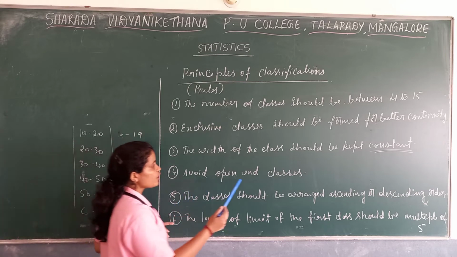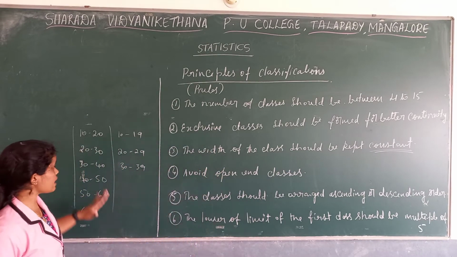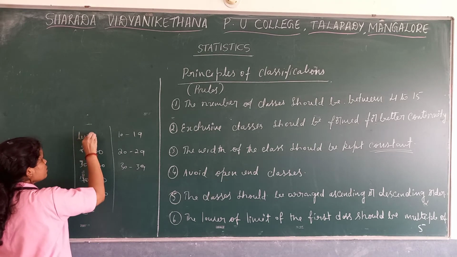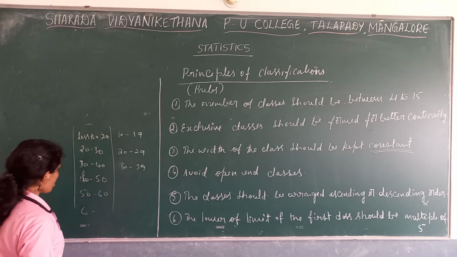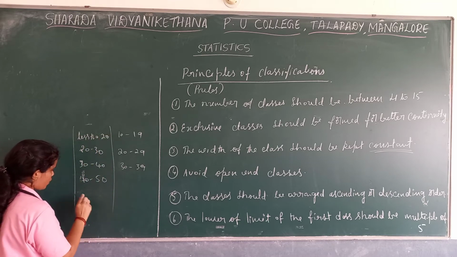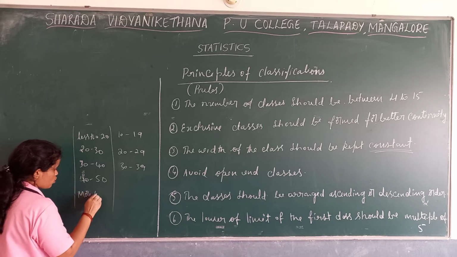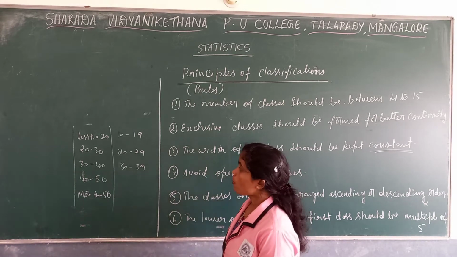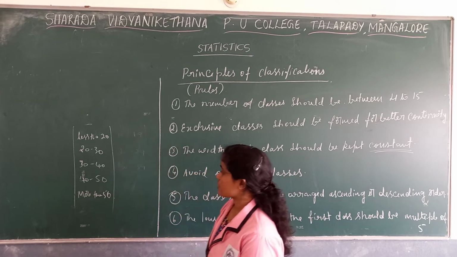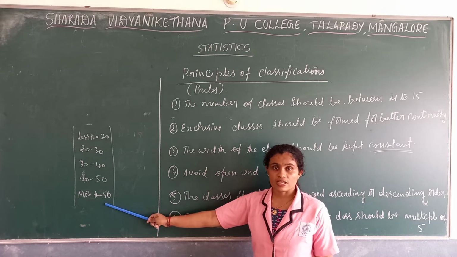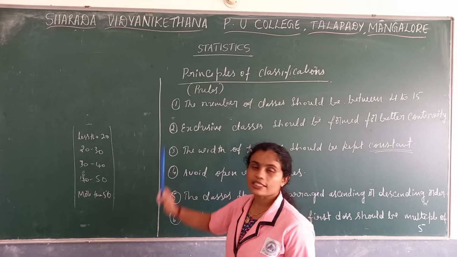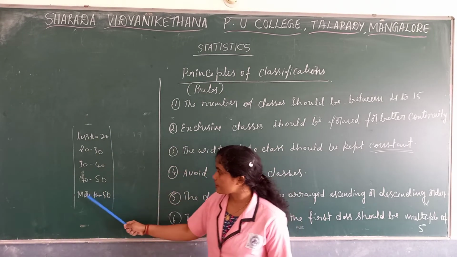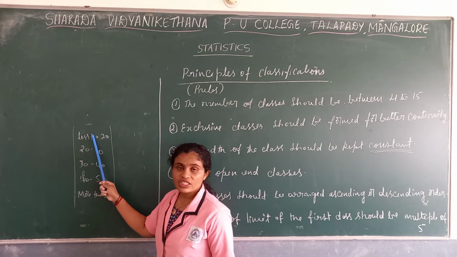Avoid open-end classes. What are open-end classes? Open-end classes mean, as I said, the first one will be less than 20, or at last it may be more than 50. This kind of class interval we call open-end class intervals. It is better to avoid framing this kind of class intervals. Why? It is not possible to obtain the midpoint of these classes. Here we can obtain the midpoint, but there we cannot.